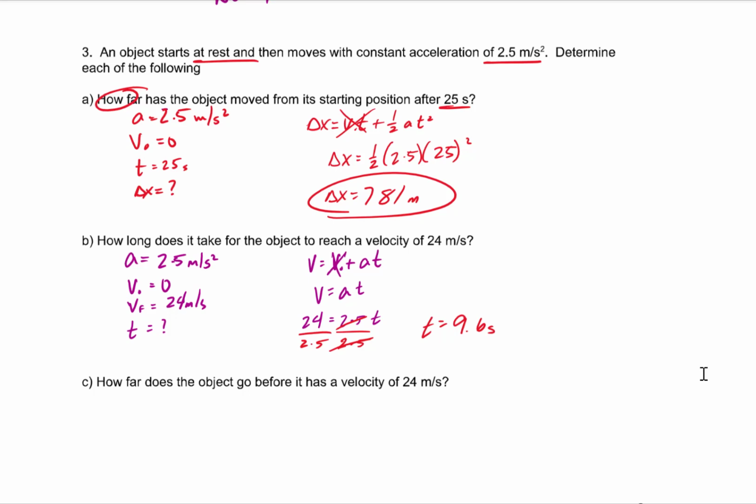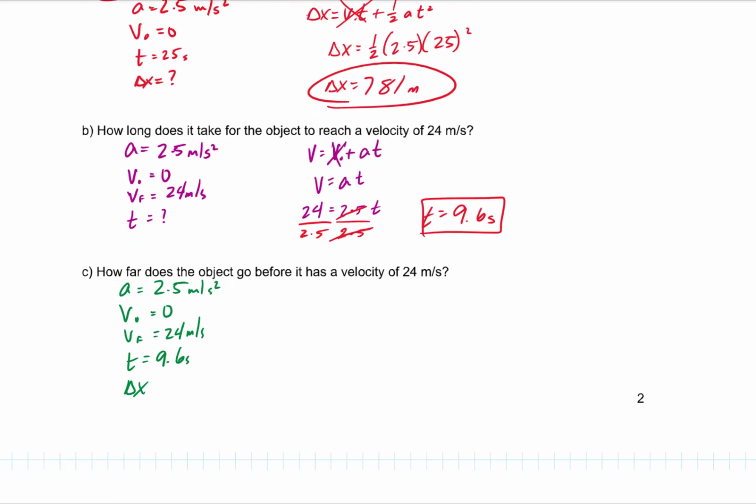The next part is how far does the object go before it has a velocity of 24 meters per second? So again, we're going to write down all of our knowns. The acceleration is 2.5 meters per second squared. The initial velocity is 0. The final velocity is 24 meters per second. The time we just found to be 9.6 seconds. And the displacement is what we're after.